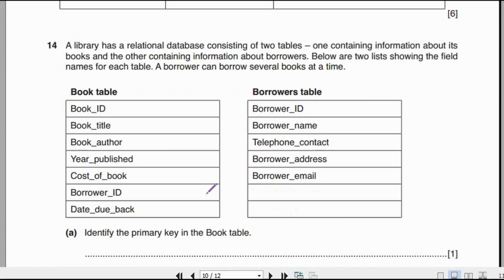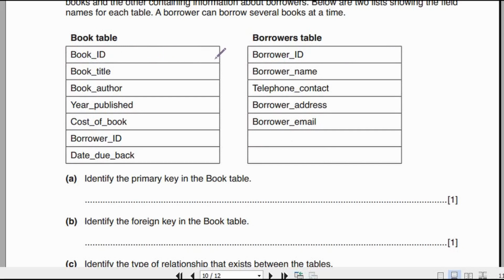Next, question number 14. A library has a relational database consisting of two tables, one containing the information about the books, and the other containing the information about the borrowers. Below are two lists showing the field names in each table. The borrower can borrow several books at a time. So you can see the borrower ID, the table and its fields, and the borrower table and its fields. So book table and borrower table.